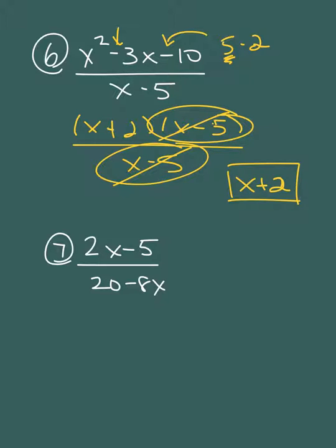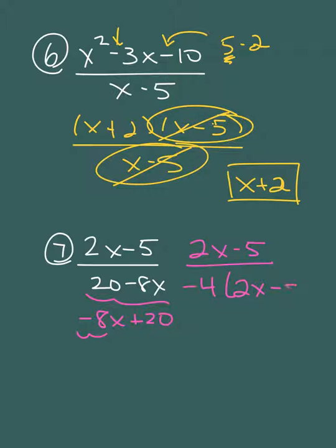Now in number 7, my numerator is 2x minus 5. I don't have a greatest common factor. In my denominator, I notice that my binomial is not in standard form, so I'm first going to rewrite that. Negative 8x plus 20. So I can factor out a 4, goes into both 8 and 20. However, I usually like my leading coefficient there to be positive, so I'm going to factor out a negative 4 this time. And that leaves me with 2x minus 5.